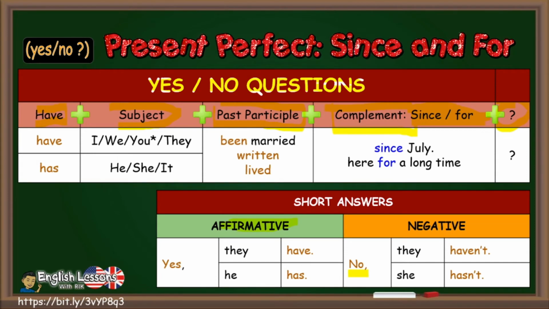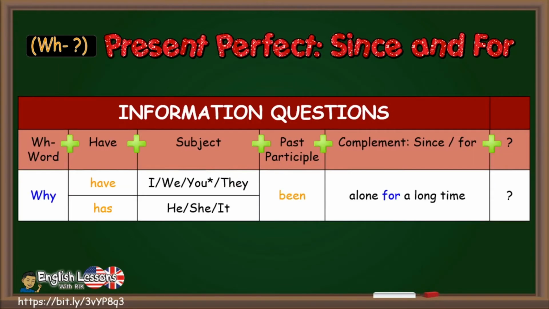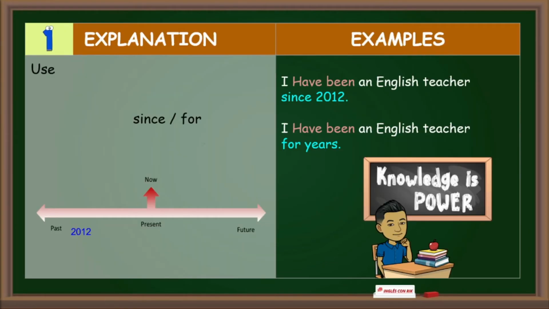No, she hasn't. For information questions, we just add a WH word before the question, plus the auxiliary have, plus subject, plus past participle, plus complement with since or for, plus question mark. Examples: Why have you been alone for a long time? Why has she been alone for a long time? Let's continue with the explanations.